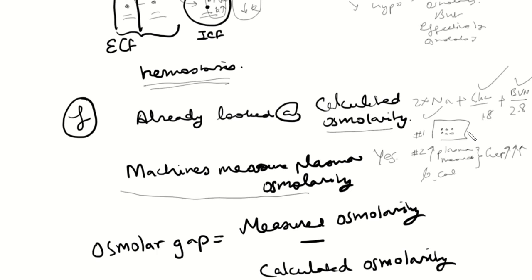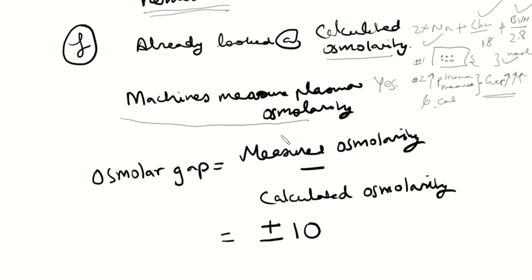So concept one, there is a slight gap that exists, which is normal. However, when there's something in the blood which we have not accounted for other than sodium, glucose, and BUN, that gap becomes super, super high. And when it does, I know there's something in the blood other than what I'm expecting that is causing that osmolarity to go high. Okay, now that we understand this, let's take a look at the osmolar gap: measured osmolality by the machine minus calculated osmolarity.